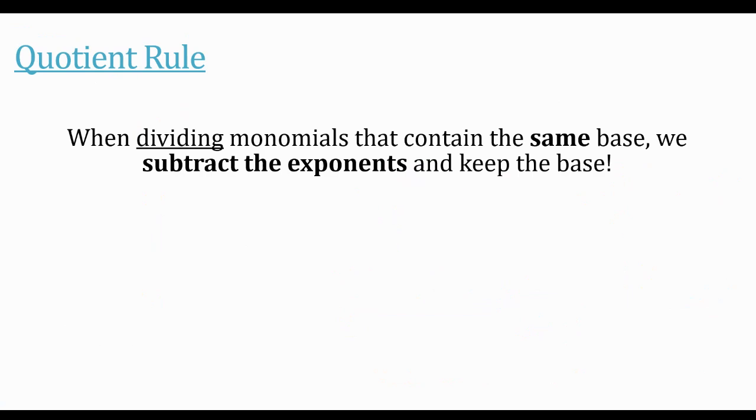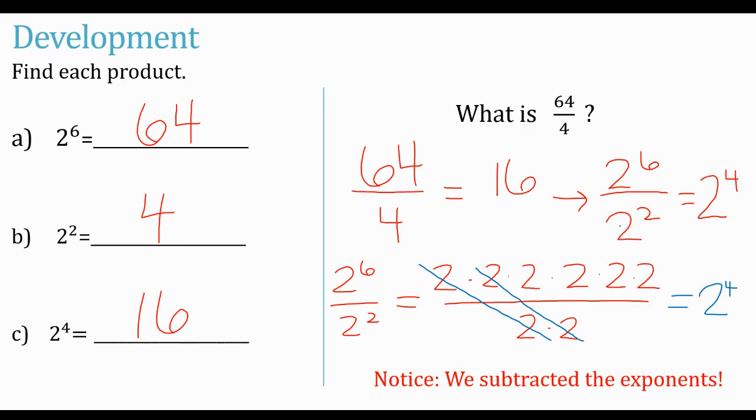So the quotient rule is: when dividing monomials that contain the same base, remember they were both 2's, we subtract the exponents and keep the base. So please keep that in mind. We did not do anything with these 2's. It stayed a 2. We didn't subtract them or divide them. The bases stayed the same and the exponents changed. That's the only thing.